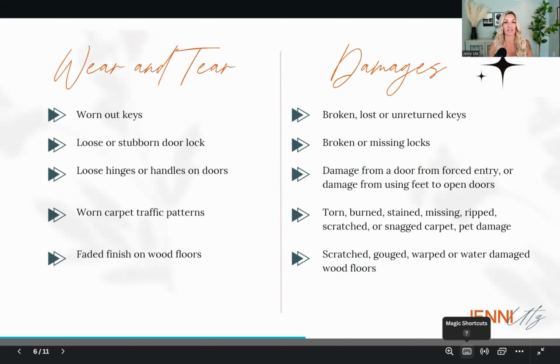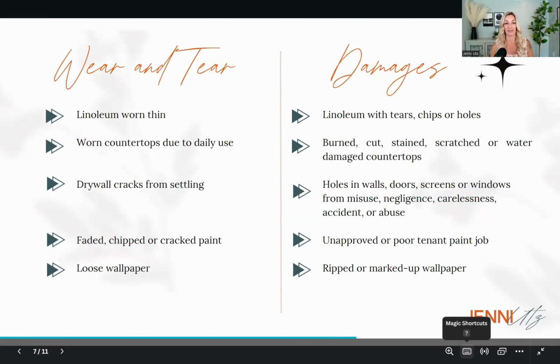So there are times where it might not seem fair, or you might not get the full amount, and they just take into consideration all the factors that go into it. So understanding that is really important. Linoleum being worn and thin versus worn countertops. That is definitely different than if a tenant is putting something really hot on the countertop and they wind up burning it or staining it if it's a different type of material.